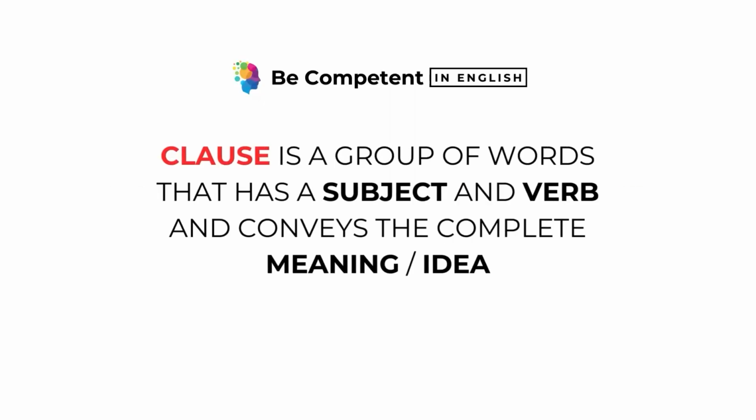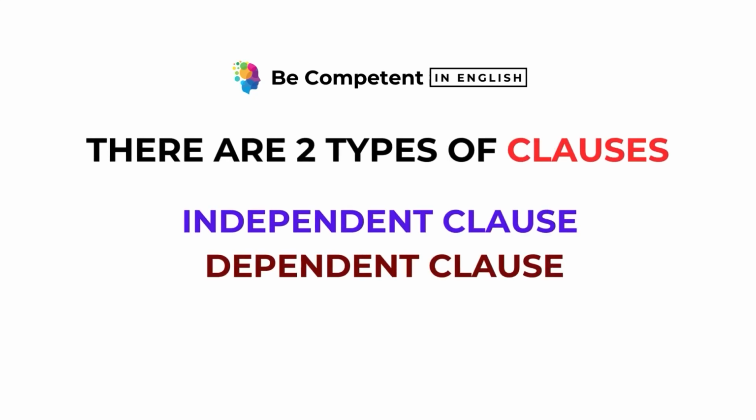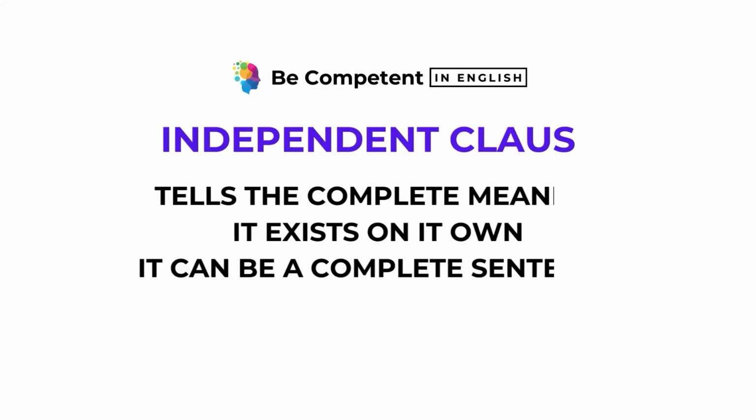A clause is a group of words that has a subject and a verb, and it conveys a complete meaning. It tells you the complete idea. Okay, and there are two types of clauses. One is the independent clause and one is the dependent clause. An independent clause is the clause which tells you the complete meaning. It exists on its own. It can be a full sentence also.